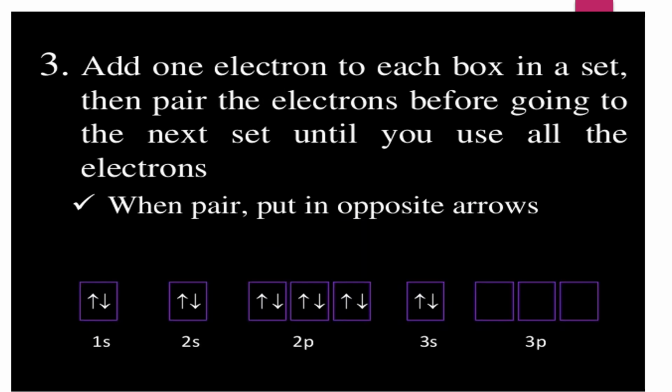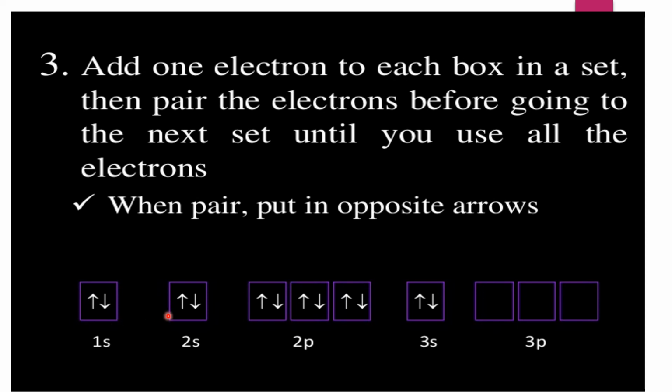And then next add 1 electron to each box in a set. So the third step that has to be written is add 1 electron to each box in a set. That is, in the first orbit, 1 electron you will draw and then pair the electrons before going to the next set. So the first orbit is completely filled. So you have to draw another electron into this box. Then the first orbit is completely filled.